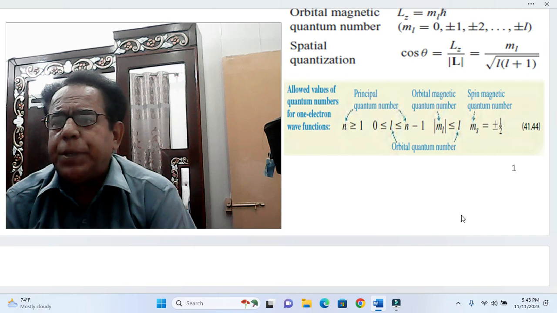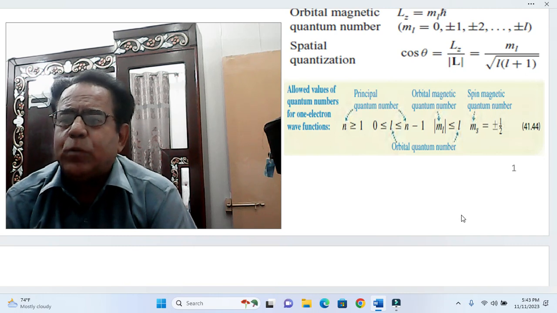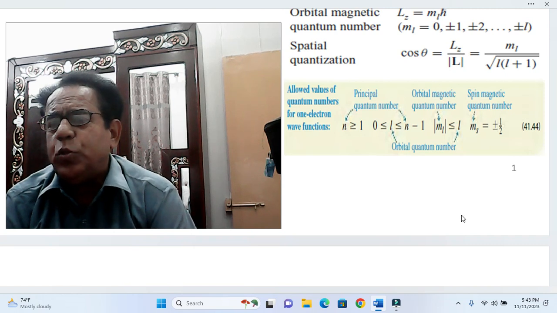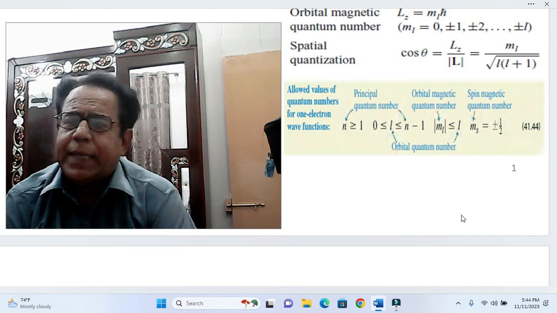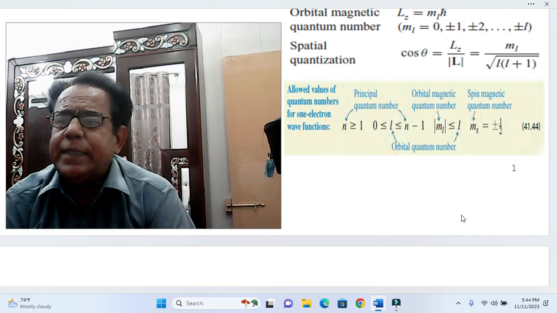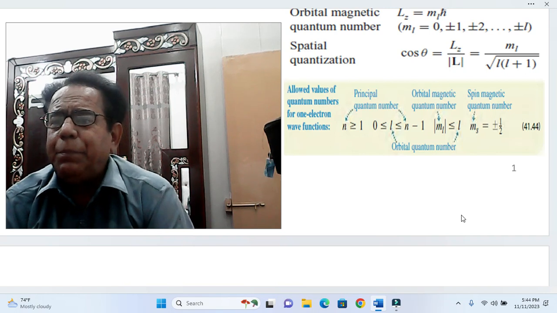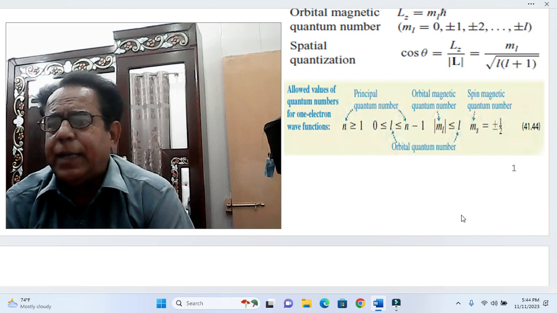Okay, that is orbital magnetic quantum number. Small l was simply orbital quantum number. This small m is the orbital magnetic quantum number, and its modulus value, absolute value, is equal to or less than small l. Next is spin magnetic quantum number. This ms is either equal to plus half or minus half.